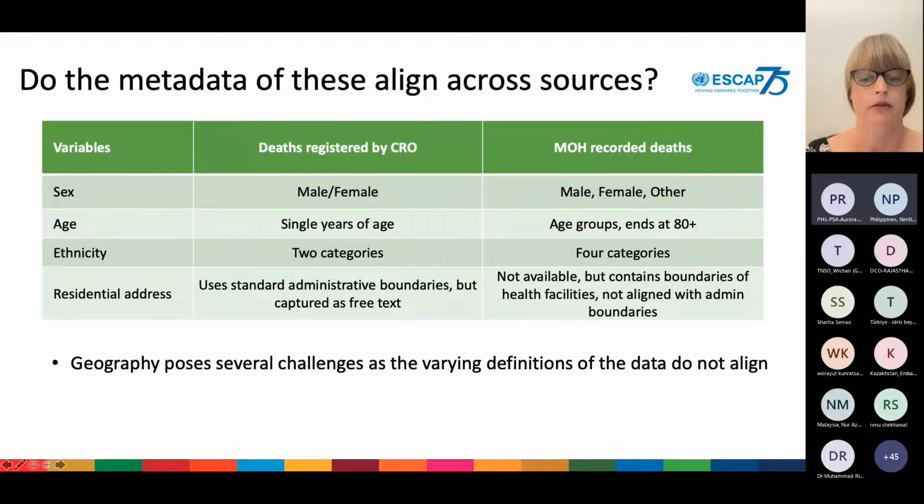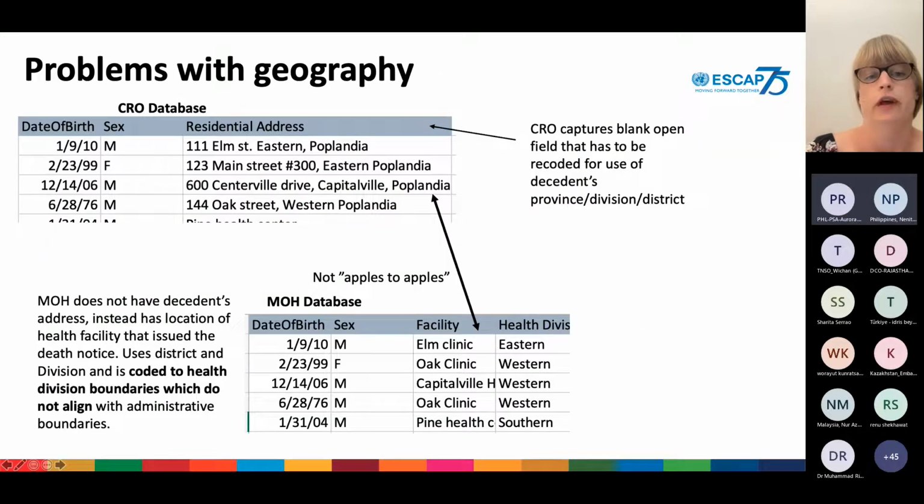And finally, we'll come to geography, and we can see here that there are multiple problems with our geography. So up here, as I mentioned, the Civil Registry has an open text field. So everything is just kind of typed in and thrown together. And as we know, this is often prone to error, often prone to be left blank. Sometimes it's nonsensical, and it makes things a bit challenging.